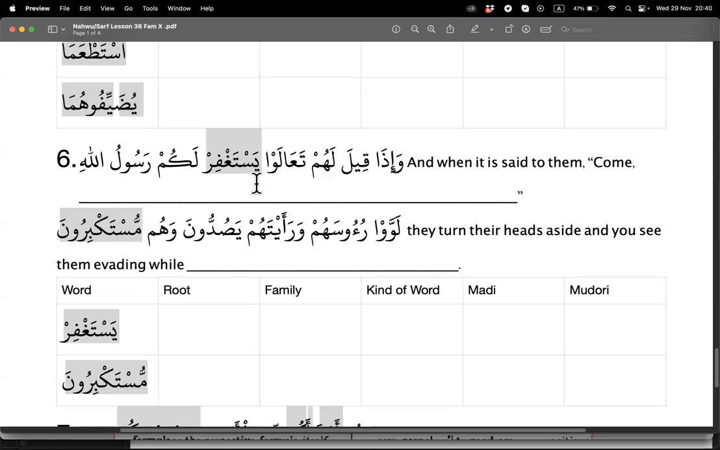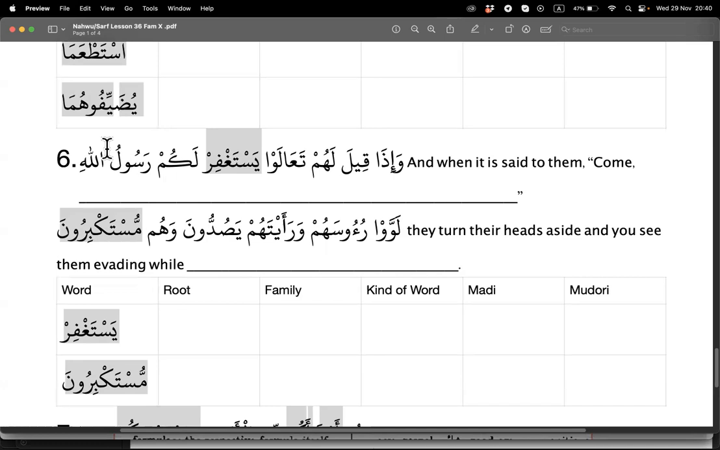Come and then Rasulullah will ask forgiveness for all of you. Yes, exactly. If you come, Rasul will do this for you. Okay? Good. Yes, exactly. If you do this amal, then this will happen basically. Oh, now it makes sense. Otherwise, okay, alright, very good. Now joining dots, right?